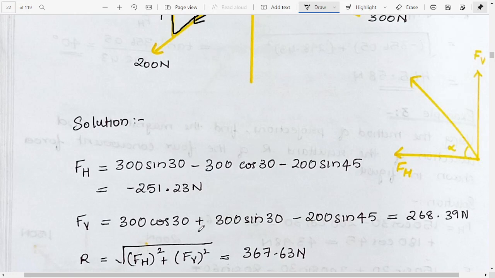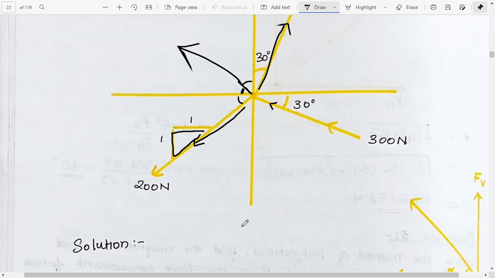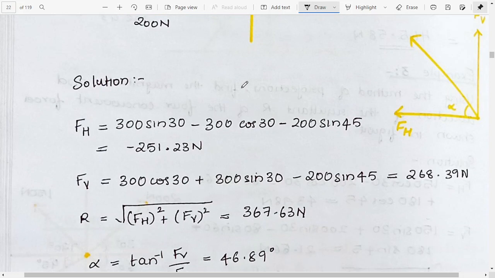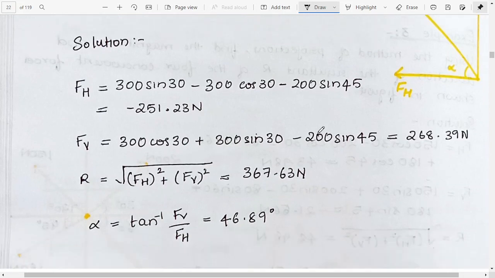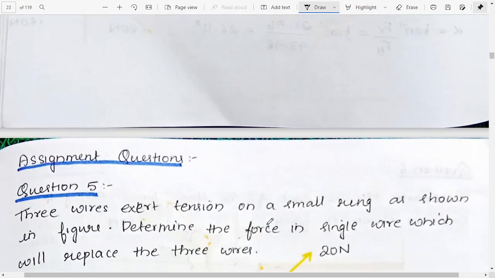So here we have got FH, which is 300 sin 30, then 300 cos 30. Why did we take 300 cos 30? Because this angle is 30. Then we have minus 200 sin 45, and if you calculate these values, we'll be getting the answer. So these are the answers. Now let us move to the next problem.